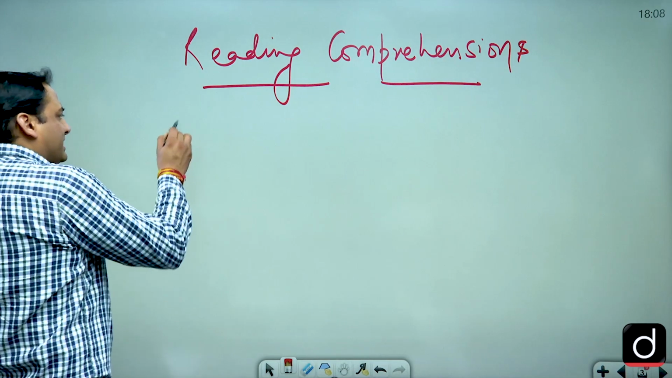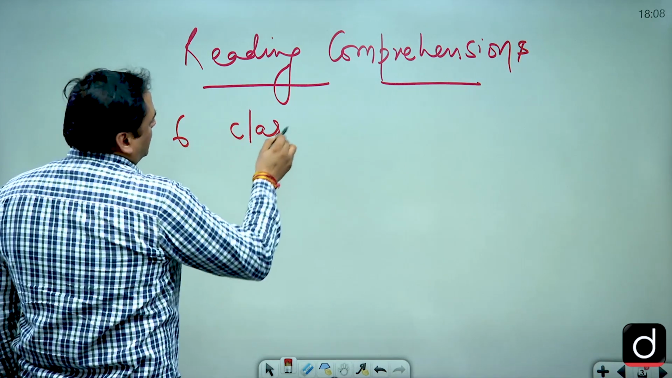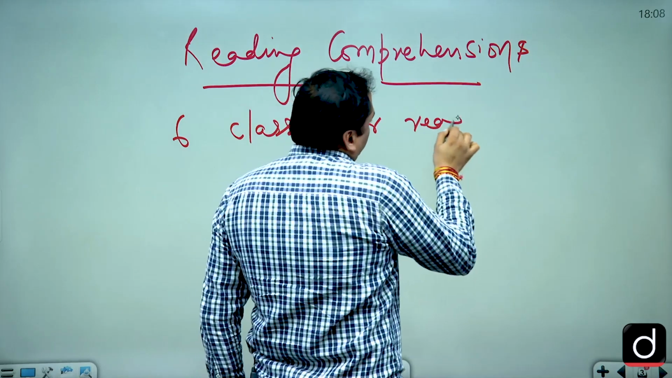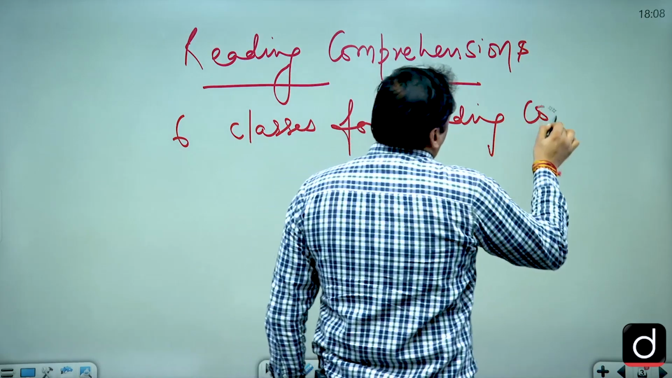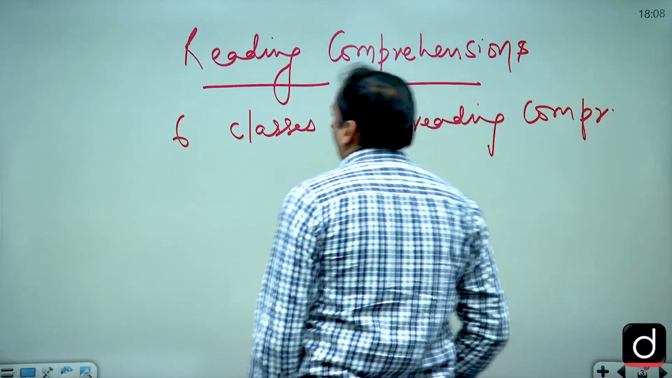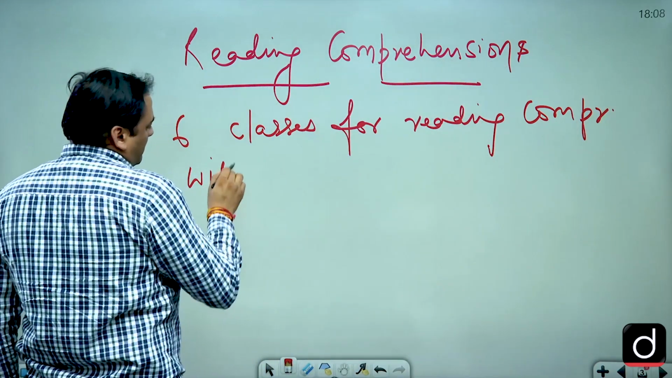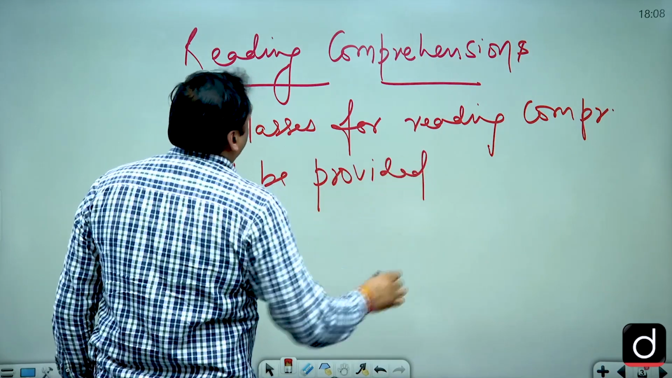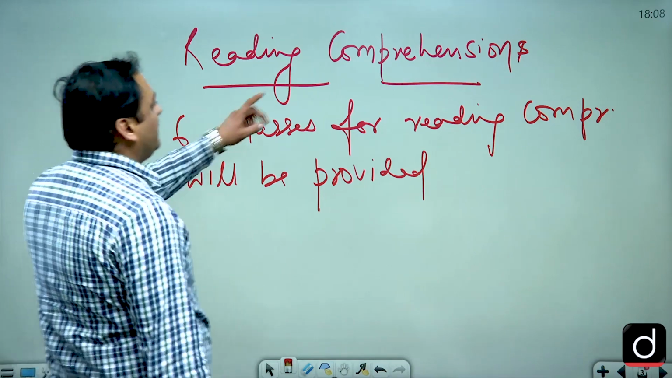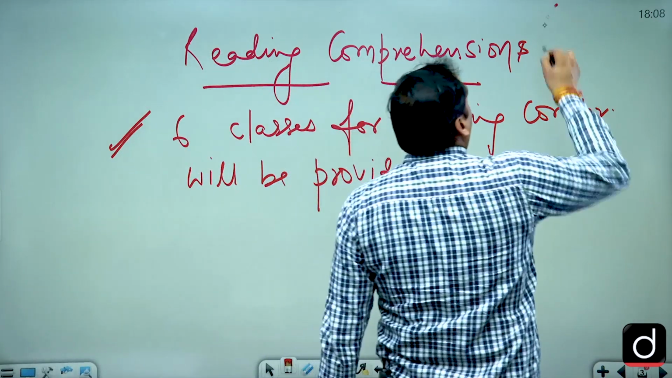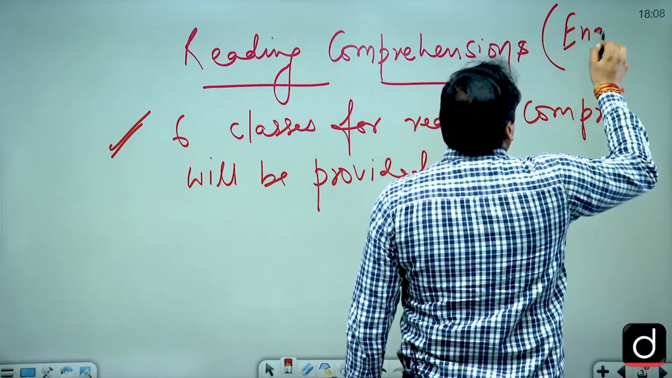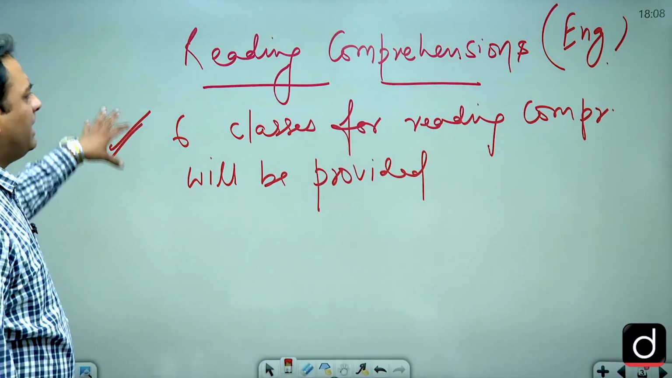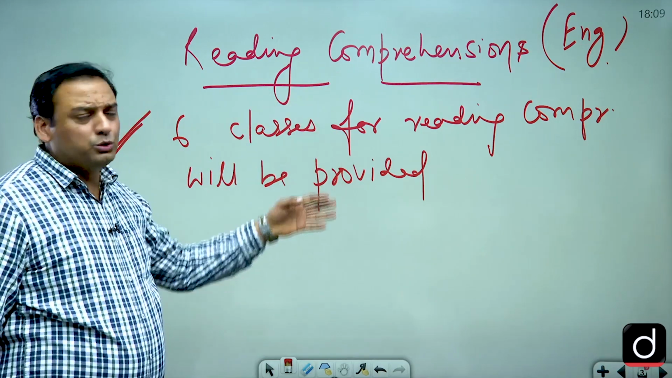First of all, 6 classes will be provided to you, 6 classes for reading comprehensions. So it is related to what? It is related to 6 classes for reading comprehension. Reading comprehension is what? Passages in English. So the passages will be in English and we will discuss them and how to do them.